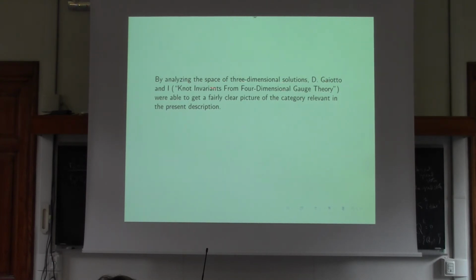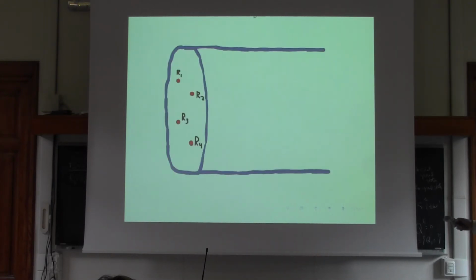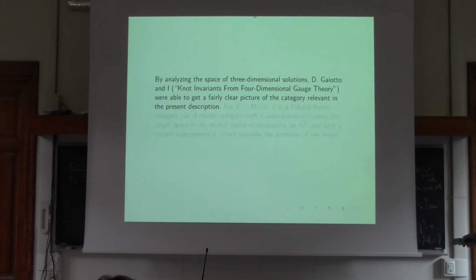So, Gaeta and I were able in this paper to get a fairly clear picture of what should be the category. But it was tricky. For SU2, it's a Fukaya-Seidel category that comes from a sigma model with a superpotential, where the target space is the moduli space of one pole on R3, and with a certain superpotential, it depends on the positions. I said positions of the knots, but it's really positions of these points in this picture.